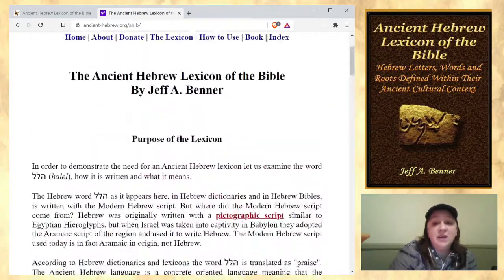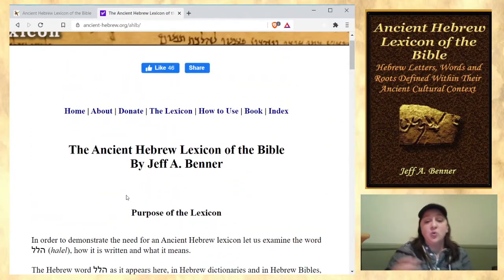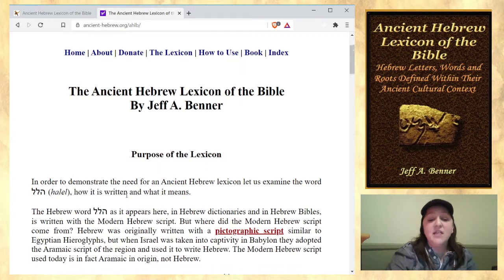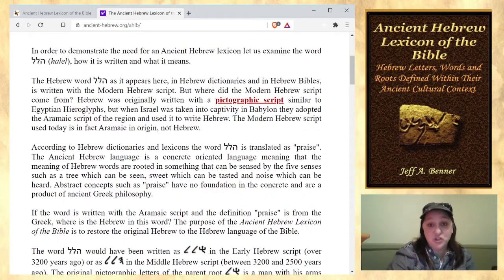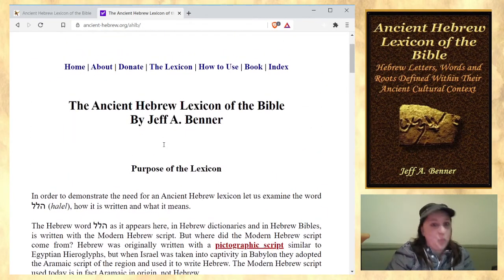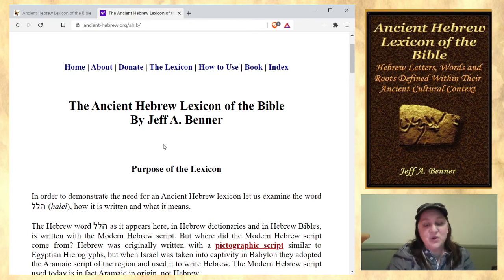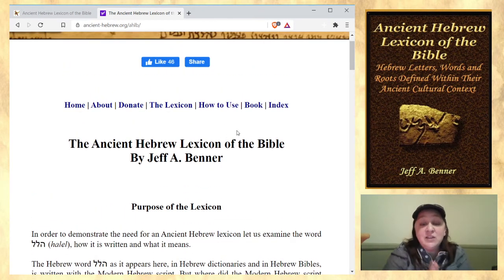So the type of Hebrew that we are going to be focusing on in this lexicon, the one that this lexicon is based on, is the pictographs, the pictures. That's one of the big reasons why this book is so cool. The pictures have so much meaning. All right, so now let's get into the actual entries of this lexicon.